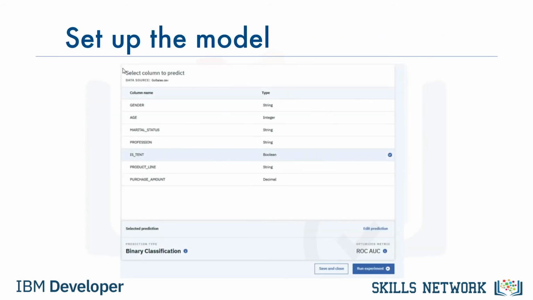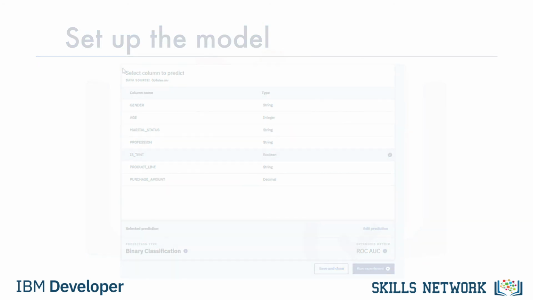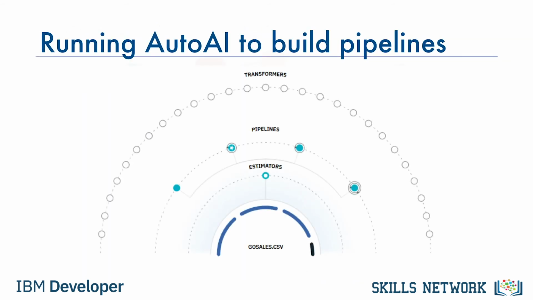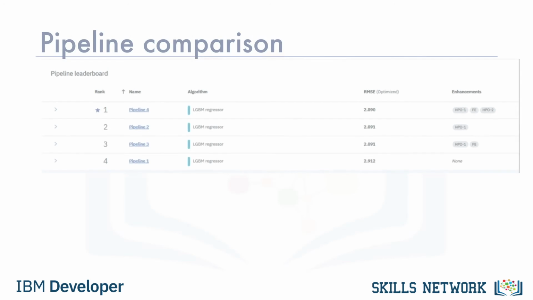After we choose is tent as the column to predict, Auto AI analyzes the data and determines that the is tent column contains true/false information, making this data suitable for a binary classification model. The default metric for a binary classification is ROC/AUC. After we click Run Experiment, an infographic shows the process of building the pipelines as the model trains. Once the pipeline creation is complete, we can view and compare the ranked pipelines in a leaderboard.